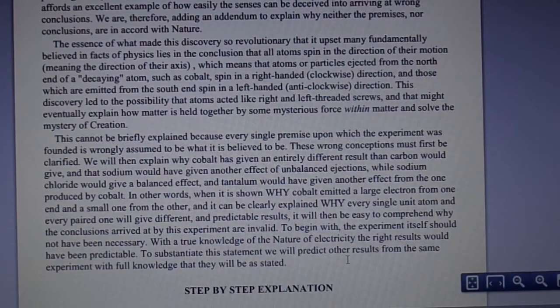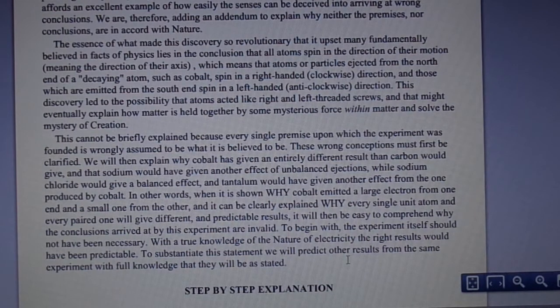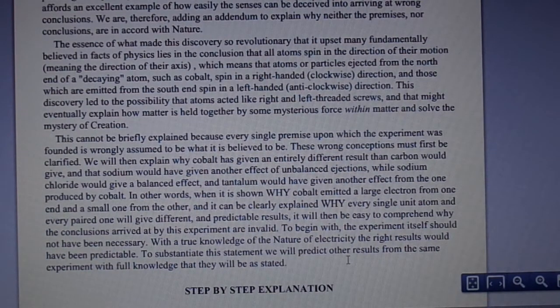This cannot be briefly explained because every single premise upon which the experiment was founded is wrongly assumed to be what it is believed to be. These wrong conceptions must first be clarified. We will then explain why cobalt has given an entirely different result than carbon would give, and that sodium would have given another effect of unbalanced ejections, while sodium chloride would give a balanced effect, and tantalum would also give another effect from the one produced by cobalt.